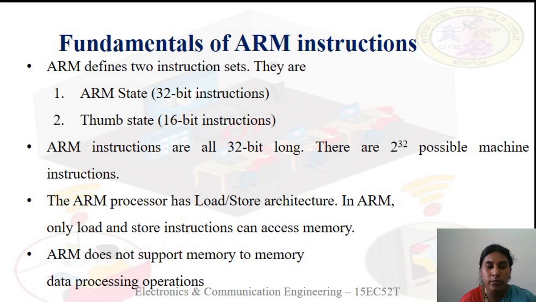Before moving on to the fundamentals of ARM instructions, I want to recall some points about the ARM. In Unit 1, my dear students, you all learnt about the ARM. What do you mean by ARM? ARM is an Advanced RISC Machine. As the name itself is telling, it is a RISC machine. RISC means reduced instruction set computer. It is based upon the RISC architecture. ARM is a 32-bit processor.